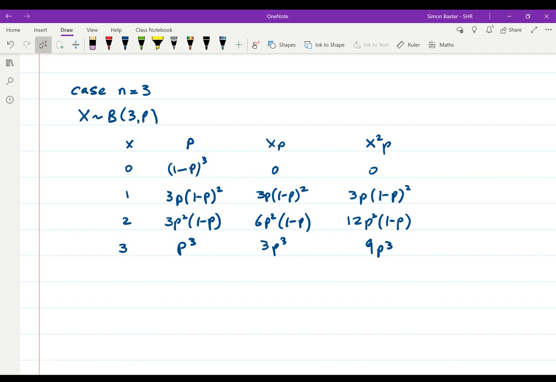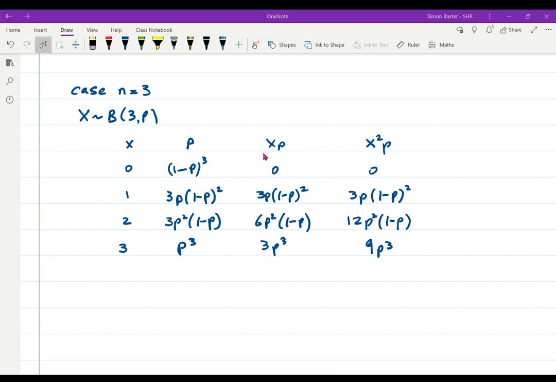I've drawn up a table that we're going to need. When X is 0, the probability that X is 0 is (1 minus p) cubed. This is just the binomial distribution that we've been using up to now. The probability that X is 1 is 3p(1 minus p) squared. The probability that X is 2 is 3p squared(1 minus p), and the probability that X is 3 is p cubed.